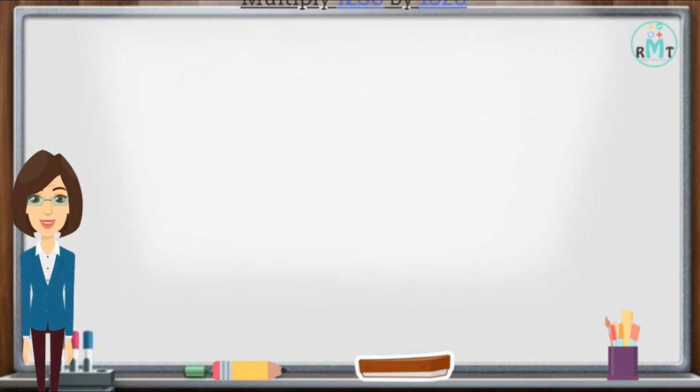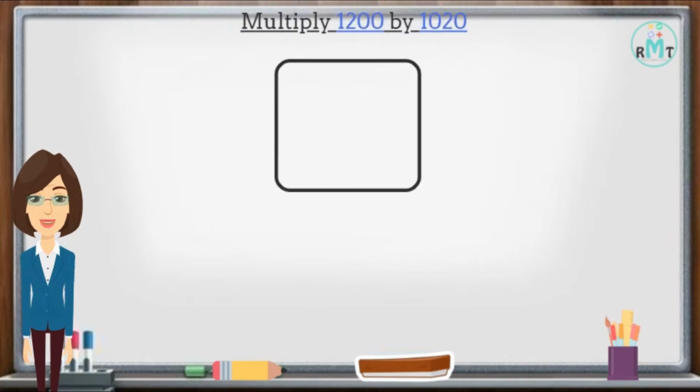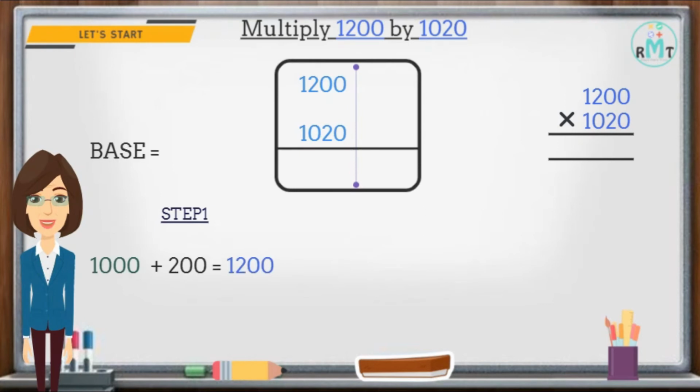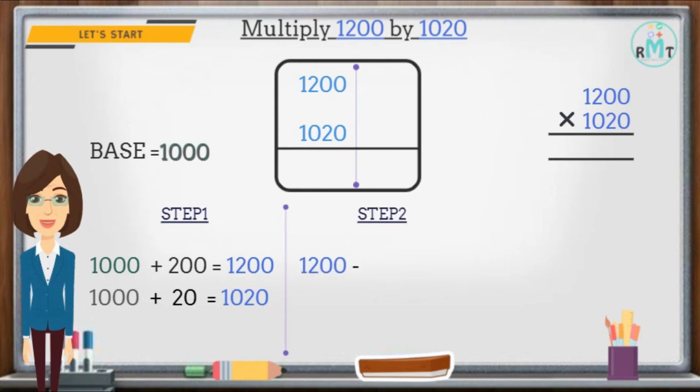Now multiply 1200 with 1020. Let's start. Step 1. First we have to select the base, since both the numbers are closer to 1000. So our base is 1000. Step 2. Subtract 1200 and 1020 from the base number, which is 1000.